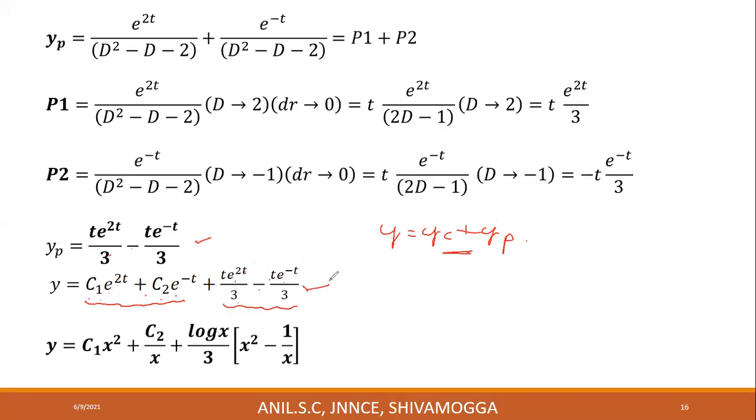Now replace for t. C1 into e power 2t. E power t is equal to x. Therefore, e power 2t is equal to x square. It is substituted. Plus c2 into e power minus t. E power t is equal to x. Therefore, e power minus t is equal to 1 by x. C2 into 1 by x. T by 3. T is log x, divided by 3, and e power 2t is x square. Here t by 3 is taken as common factor. T by 3 means log x by 3. We get e power 2t, that is x square, minus e power minus t, that is 1 by x.